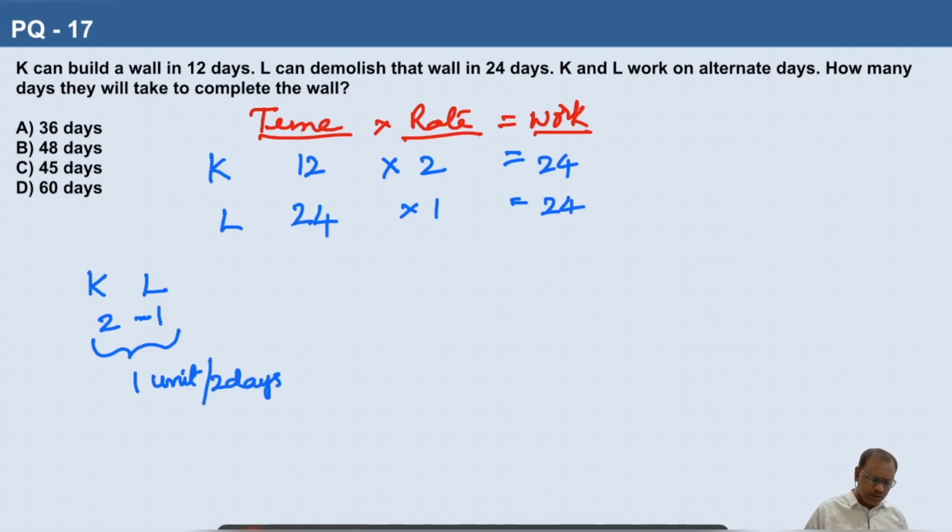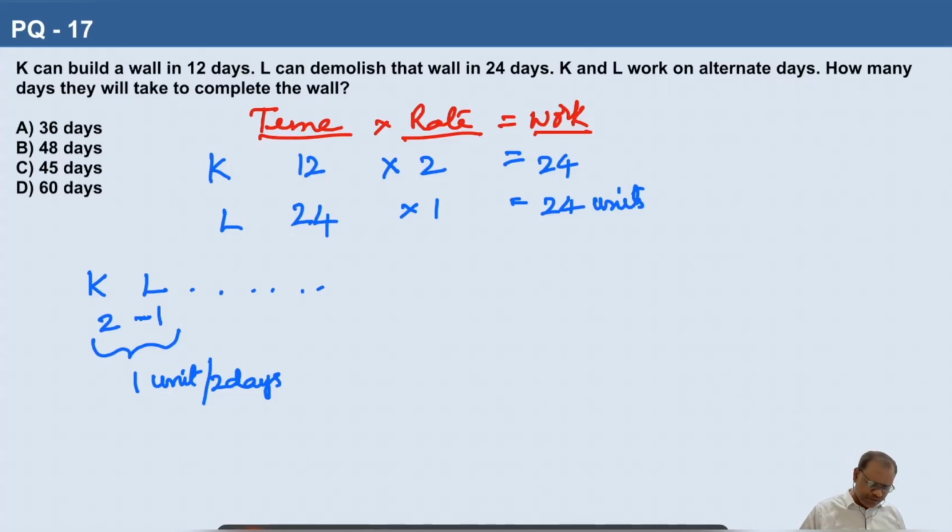So in total, how many units of work are to be done? 24 units of work are to be done. So total work is 24 units. In 2 days, 1 unit of work is done. On the first day, 2 units are built. On the second day, 1 unit is demolished. In this way, K and L will go on working alternately.